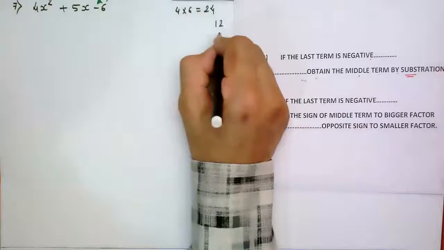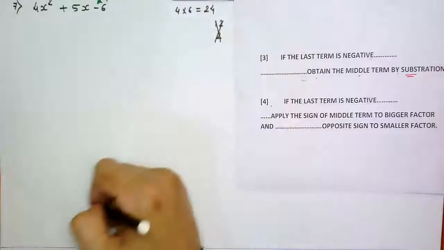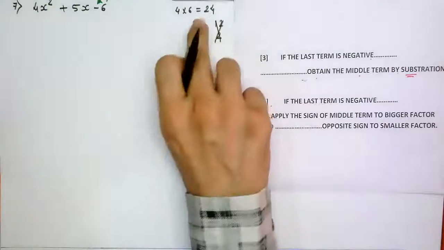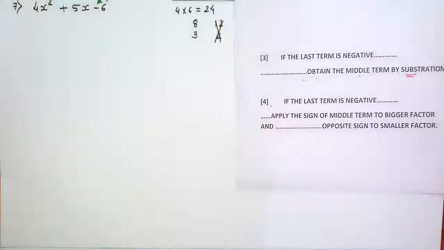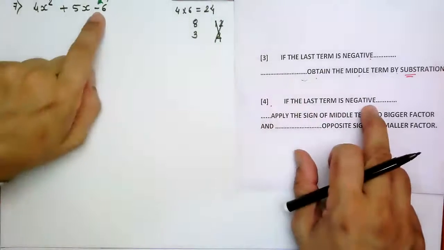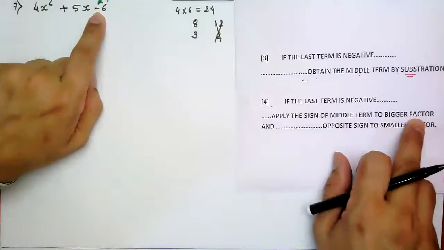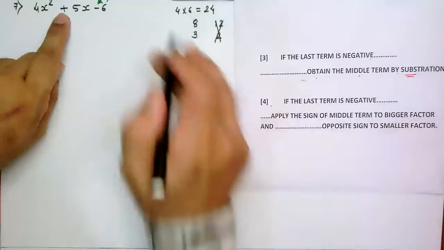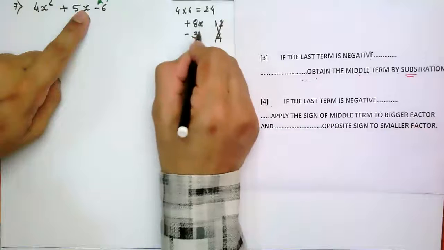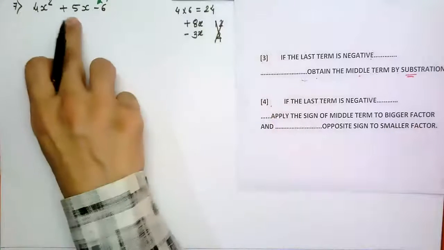12 twos are 24. 12 minus 2 is 10, not 5. So these are not the factors. 8 threes are 24. 8 minus 3 is 5. That's good. Now the second rule. If the last term is negative, apply the sign of the middle term to the bigger factor, and opposite to the smaller. Obviously, this x will come. See, plus 8 and minus 3. Plus 8 minus 3 will give you plus 5.